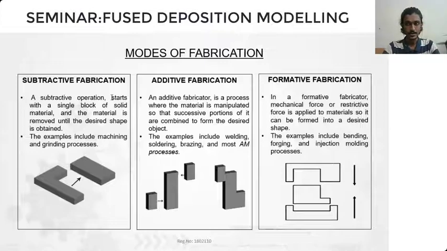In formative fabrication, we use external load or force in order to obtain the desired shape and size of the product. Here mainly bending, forging, and all the injection molding techniques come under the classification of formative fabrication.